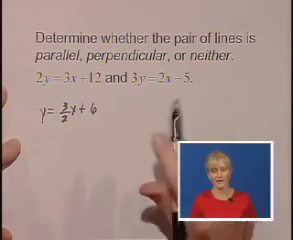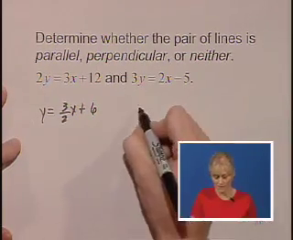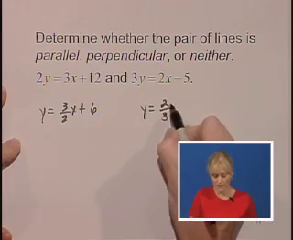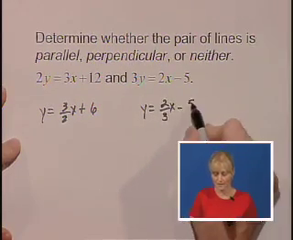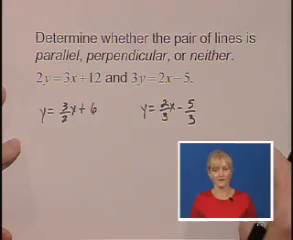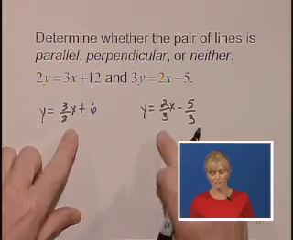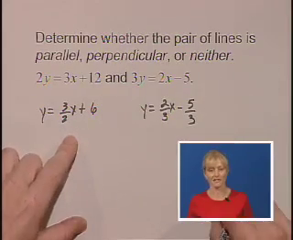We'll divide both sides of this equation by 3. y is equal to 2/3 x minus 5/3. We now have both equations in the slope-intercept form. We're ready to compare the slopes and make our decision.